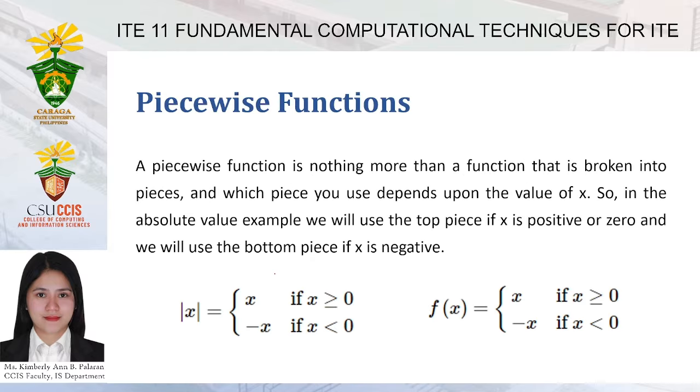Now, let's talk about piecewise functions. A piecewise function is nothing more than a function that is broken into pieces, such as this one, and which piece you use depends on the value of x. So, in the absolute value example, we will use the top piece if x is positive or 0, and we will use the bottom piece if x is negative. If our x is a positive number, we use this function. And if the value of x is a negative number, we use this function.